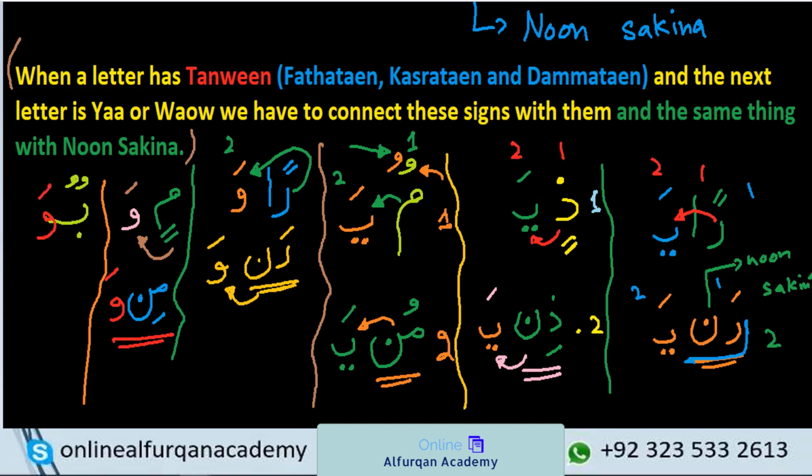Last part, for example, we have letter Ba, and it has Dammatain, and the next letter is Waw. So what we have to do is that this Bun sound is going to connect with Waw. So instead of saying Bun, it becomes Boom. We have to connect it with Waw, and we have to stretch this sound, and then Boom Wa. And if for example Bun is written like that with Noon, letter Noon is available in writing, it becomes Bun. And now if the next letter is Waw, this Bun is going to connect with Waw. It becomes Boom Wa. I hope you got it.